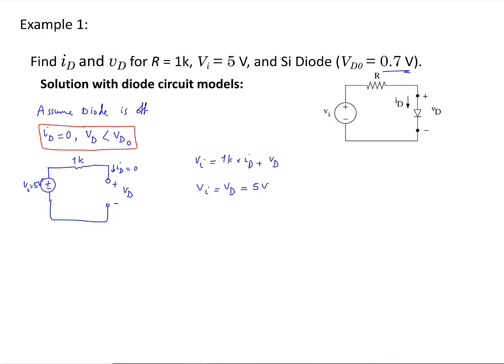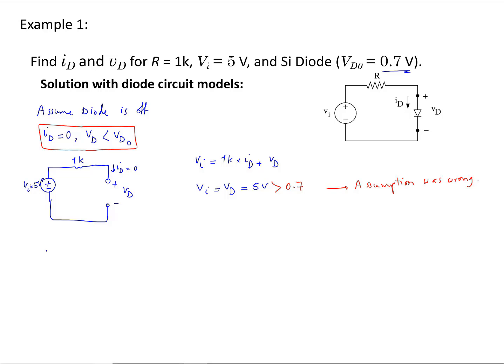Now I need to compare this VD with the assumption that I have in here. Because I started by assuming that the diode is off, I knew that for the diode being off, VD must be smaller than VD naught. However, this is greater than 0.7 volts. As a result, our assumption was incorrect. So the diode is not off with this condition.